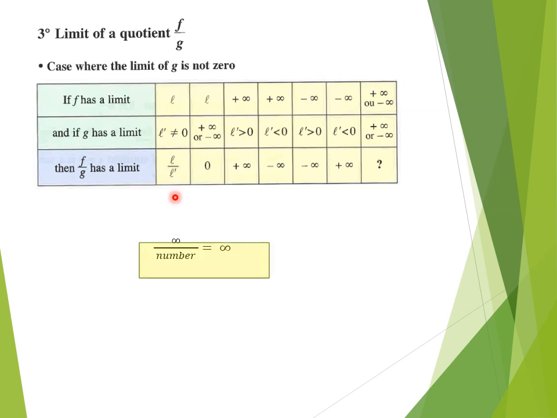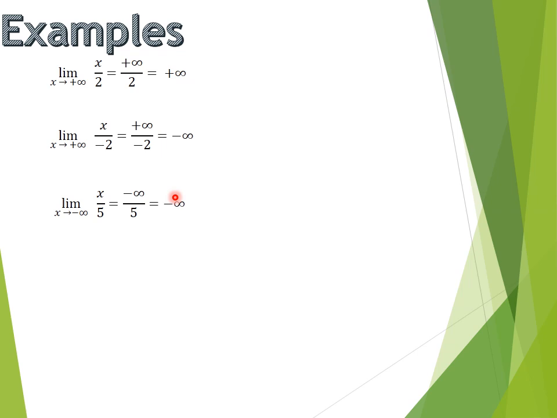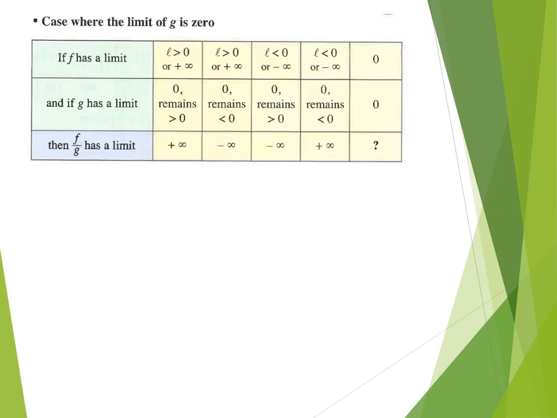So before we continue, I have to tell you that infinity over infinity is an indeterminate case. Now, what are the indeterminate cases that we learned till now? It's plus infinity minus infinity, 0 times plus infinity or minus infinity, and infinity over infinity. Now, a case where the limit of g is 0, so I have a positive constant multiplied by 0.